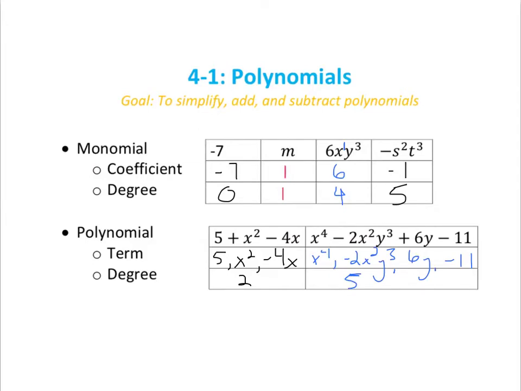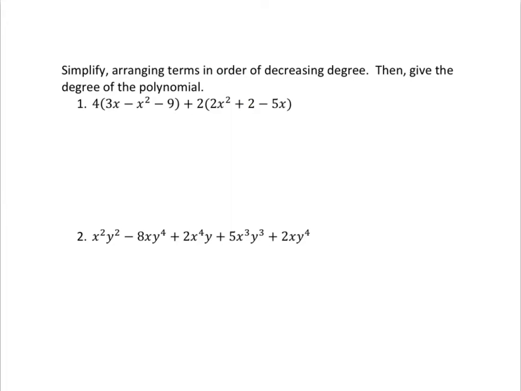That's it. Let's do some examples. For these we have to simplify and arrange terms in order of decreasing degree. And then we'll give the degree of the overall polynomial. So obviously basic rules still apply. You've got to distribute before we do anything. Distribute the plus 2 and see what we're coming up with. So we've got 12x minus 4x squared minus 36 plus 4x squared plus 4 minus 10x.